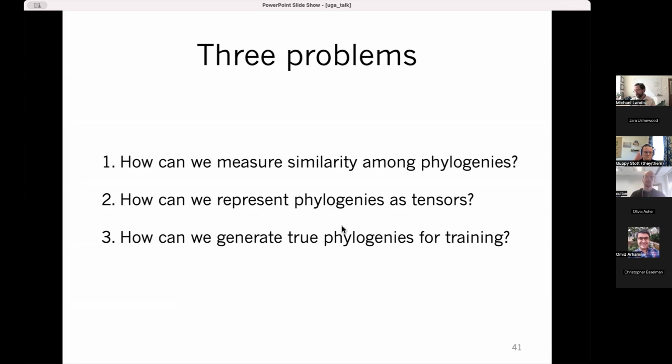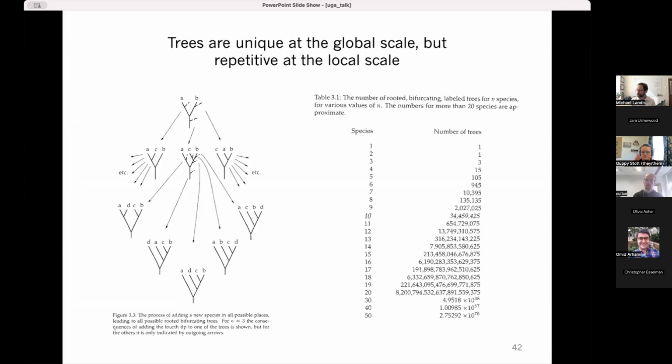And then finally, we need some way of generating true phylogenies for training, because the entire reason we want to do phylogenetic inference in the first place is because we don't know the true history of the outbreak. So we can't go out into nature and find millions of examples of true outbreaks. We somehow have to generate sets of hypotheses for what those outbreaks could be to train our network. So these, in my opinion, are the three main challenges we face.